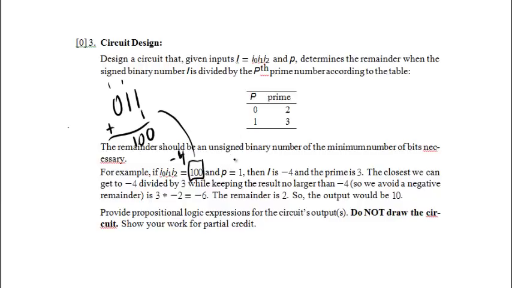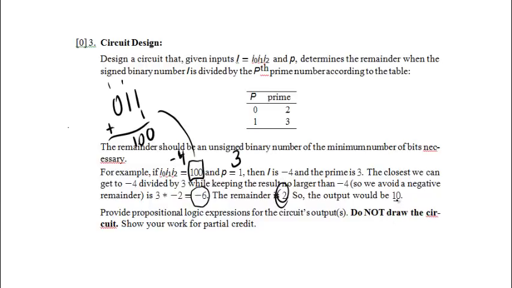And p is equal to 1, so we're dividing by 2. Negative 4, oh, I'm sorry, p is equal to 1, so we're dividing by 3. We've got to be careful about that. So 0 is 2, 1 is 3. So p, our prime, that is 3. Negative 4 divided by 3 is a little tricky. Presumably that's why we're given the example. The closest we can get to negative 4 divided by 3 while keeping the result no larger than negative 4, so we avoid a negative remainder, is 3 times negative 2, which is negative 6. So then the remainder is 2. So negative 6 plus 2 is negative 4. So the output would be 1, 0, because that's our result for 2.